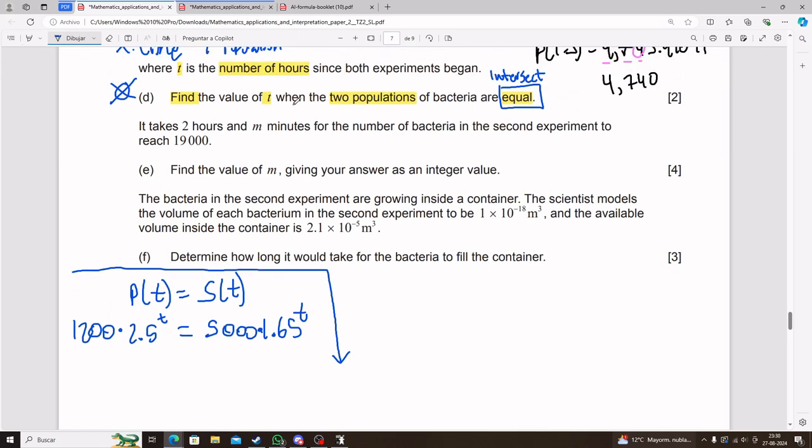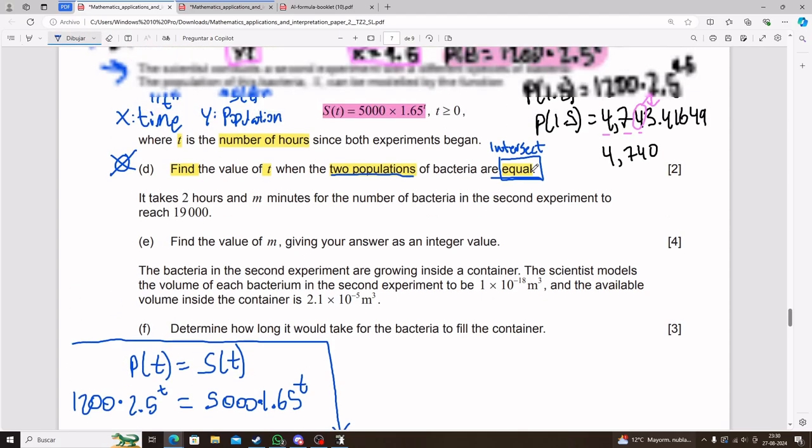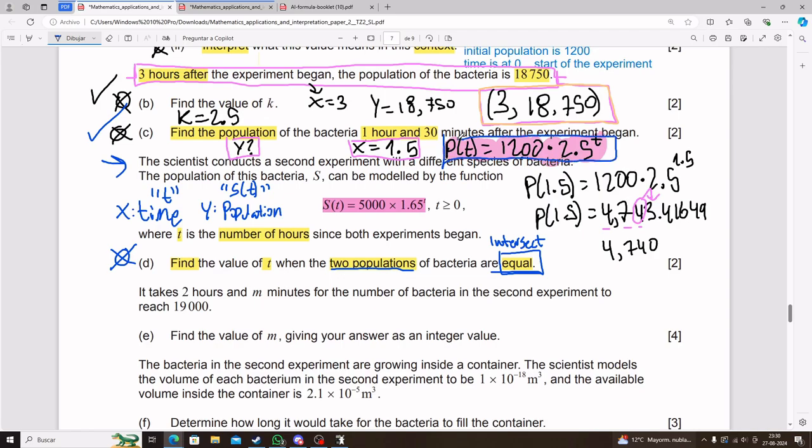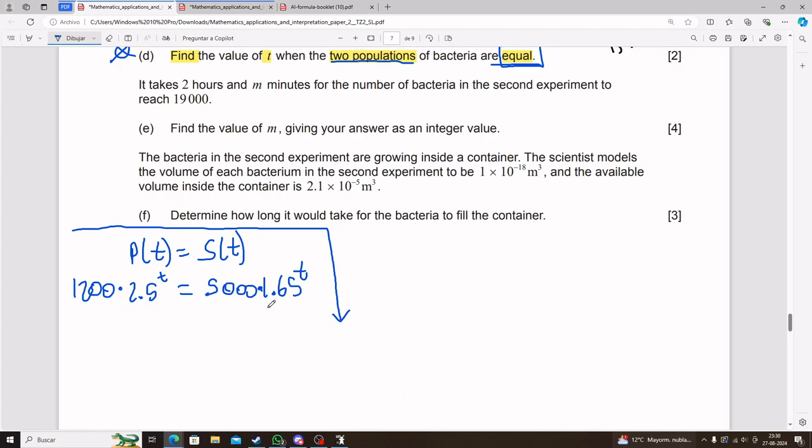We need to find the value of T when the two populations are equal. So look at this. Here's population 1, here's population 2, and I am equaling them to each other. Well, what is P of T? I have that right here. What is S of T? I have that right here. Bada bing, bada boom, plug in both, and here we are.